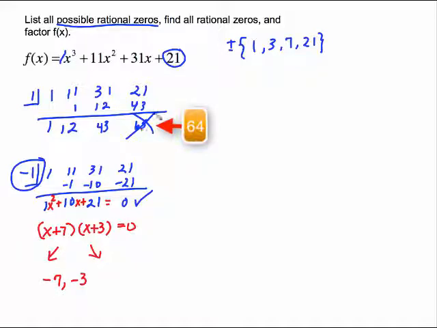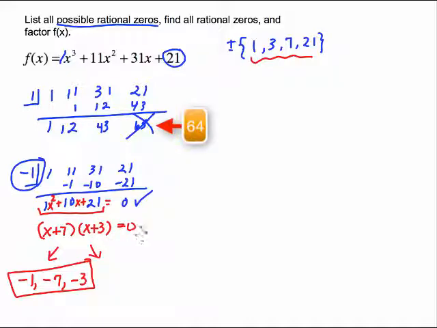So all rational zeros will be the negative 1 we found by doing trial and error with our candidates, and then the other 2 we got from the depressed equation. If this depressed equation did not factor, then my only way to go would have been to use the quadratic formula on it. Or if you just don't like to factor, use the quadratic formula.